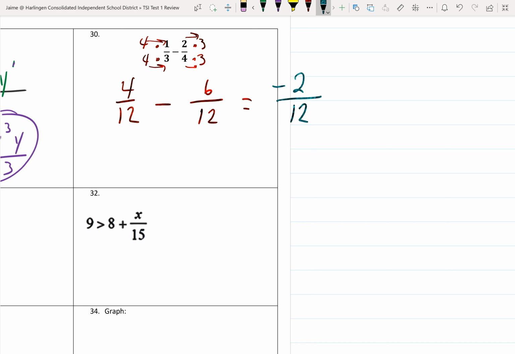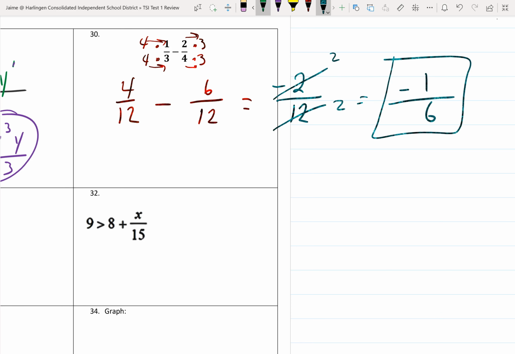Is this done yet? Well, can you reduce 2 and 12? Yeah. We can divide them both by 2. -2 divided by 2, that'll give you a -1. 12 divided by 2 is 6. So don't forget to reduce the fractions if you can.